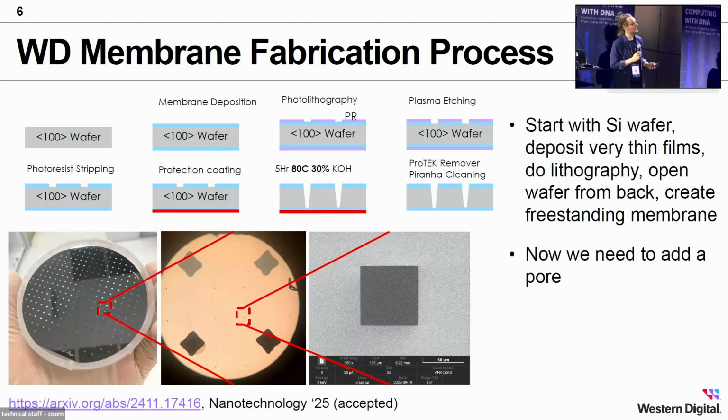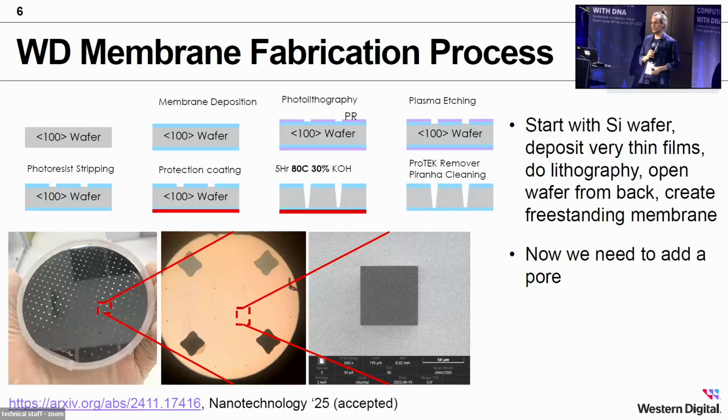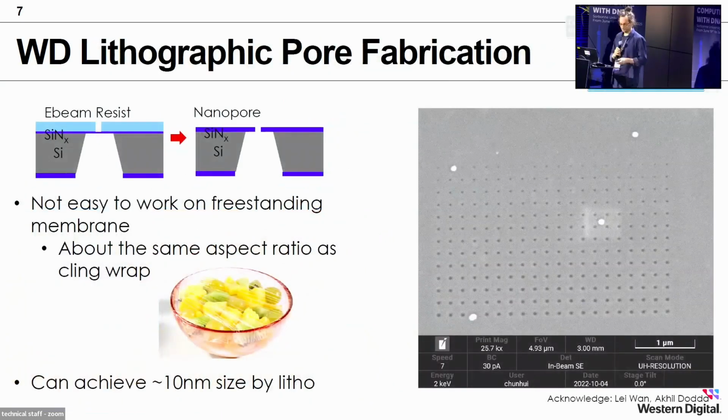Here's how it looks like in principle. It's relatively simple, but nothing is ever really simple in fabrication. You start with a wafer. There's quite a lot of lithography steps involved, and in the end, you have a little membrane, and all you need to do is put a pore in there. I have some with me later. If you want to see one, just find me.